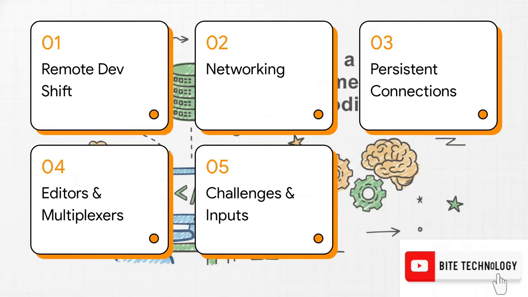So here is our roadmap for today's explainer. First, the remote dev shift. Second, networking with Tailscale and Caddy. Third, persistent connections with Mosh. Fourth, editors and multiplexers. And finally, challenges and unique inputs.